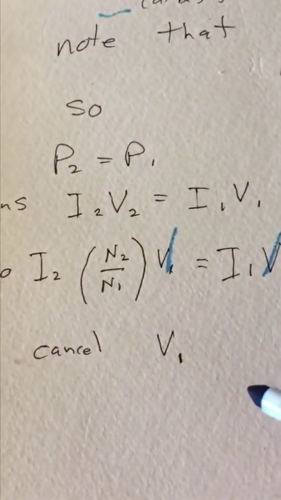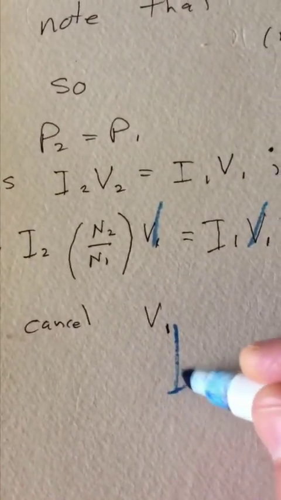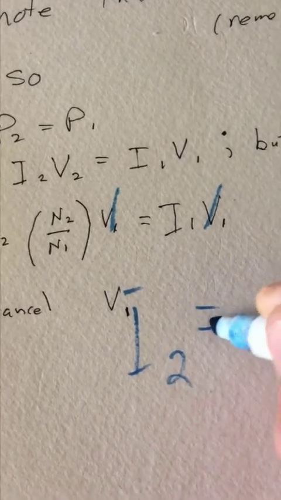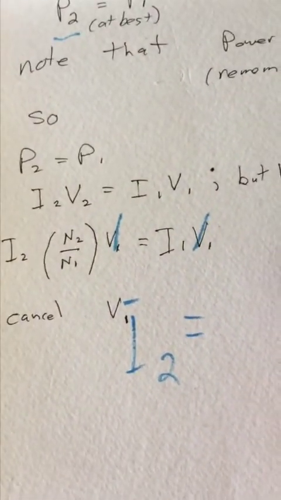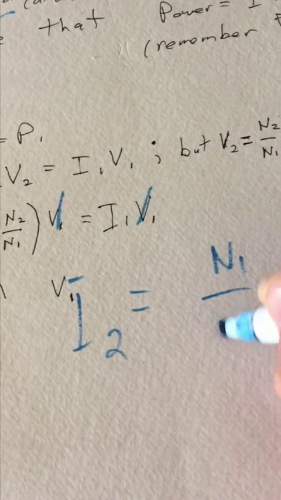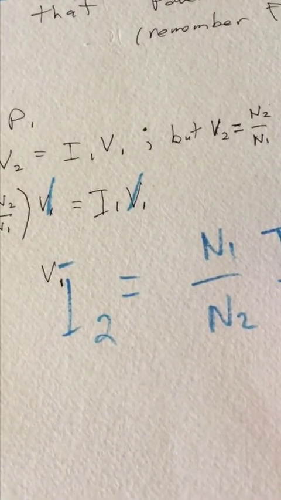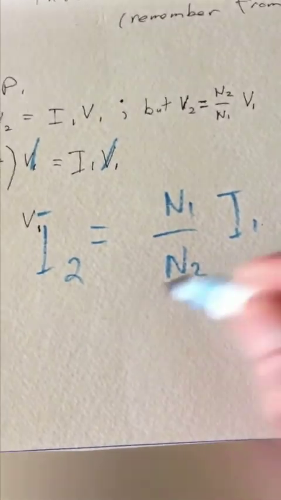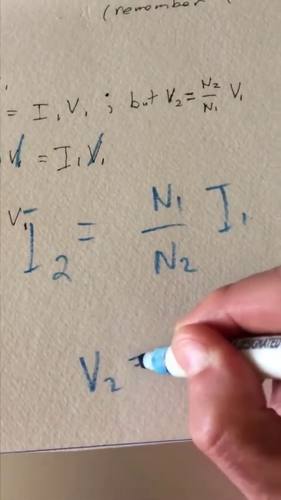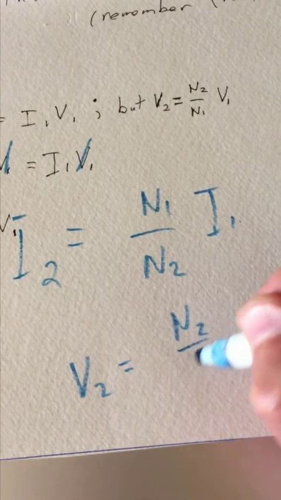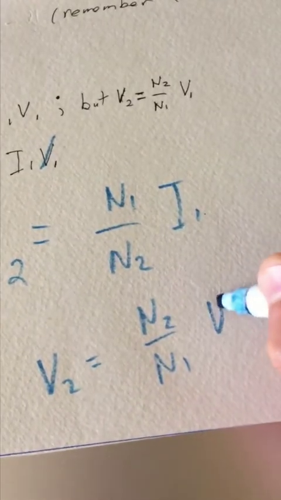Then I solve for I2. I2 is going to be equal to N1 over N2 times I1. Notice this is the opposite of the other case. For V2, I had V2 is equal to N2 over N1 times V1.